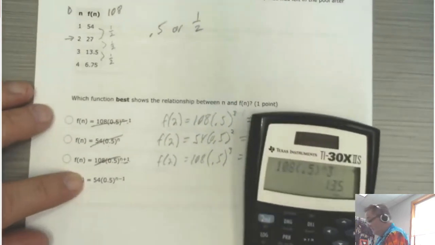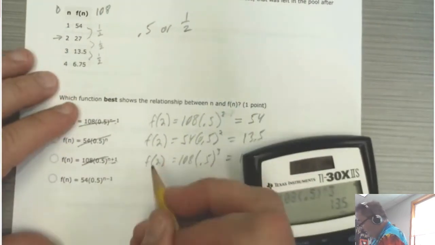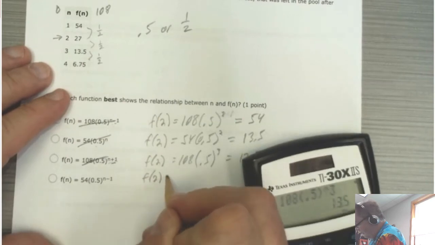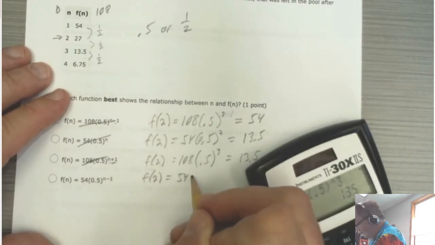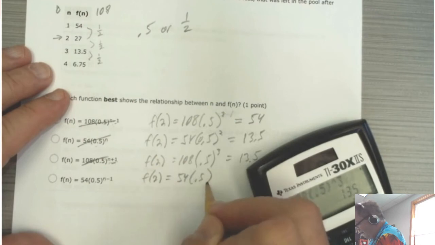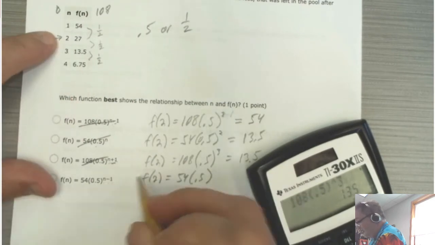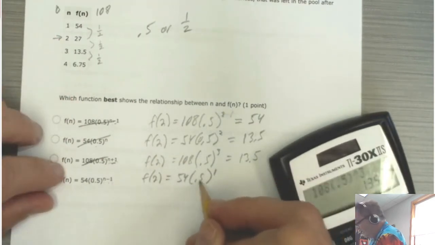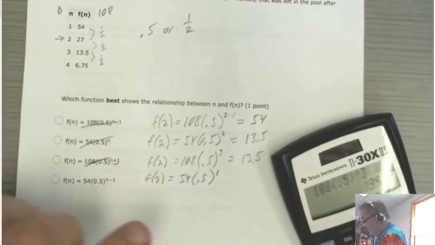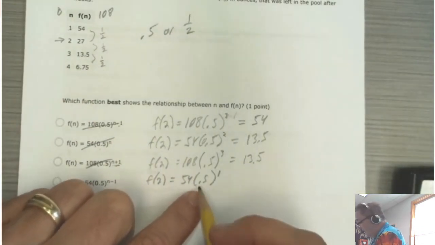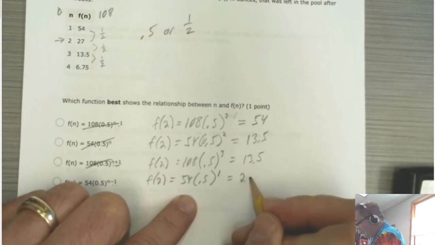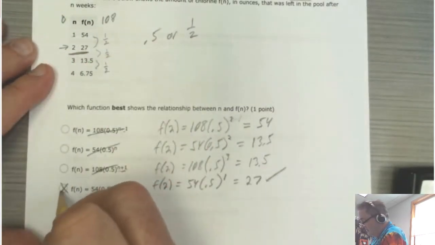Only got one left. This better work. Okay, so f of 2 equals 54 times 0.5 to the n minus 1. 2 minus 1 is the first power. So 0.5 to the first power is just 0.5. So 54 times 0.5, or times a half, is 27. We're supposed to have 27.